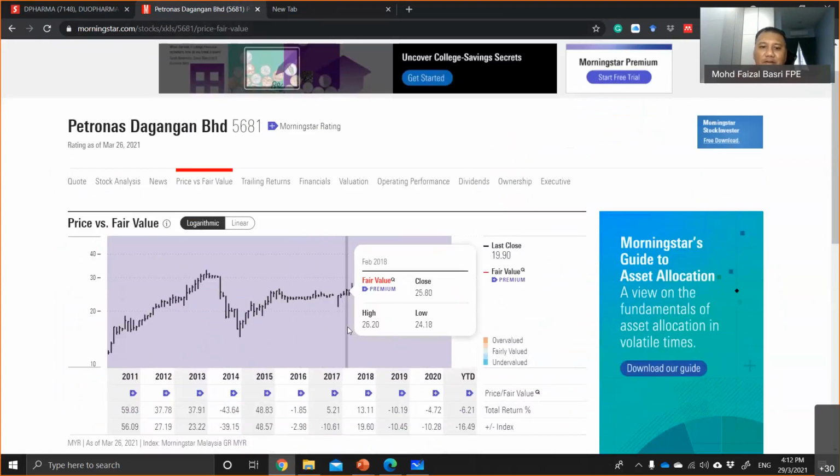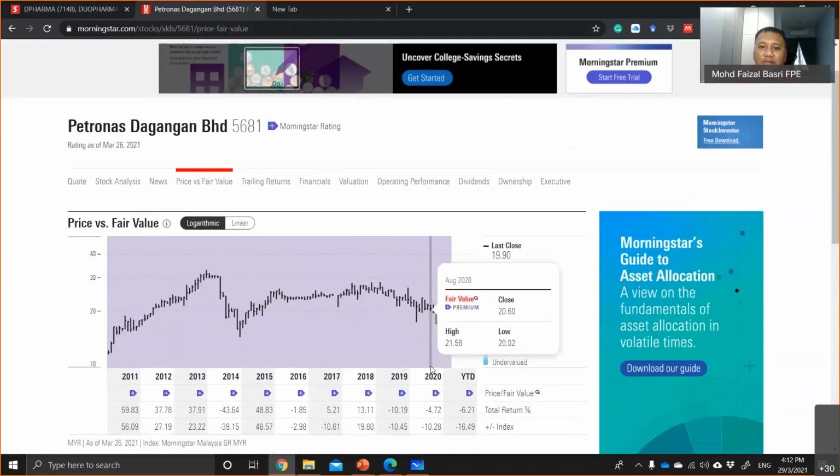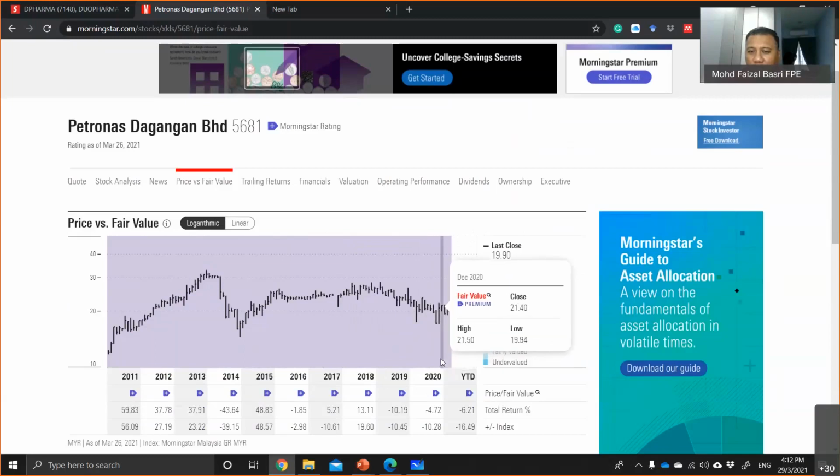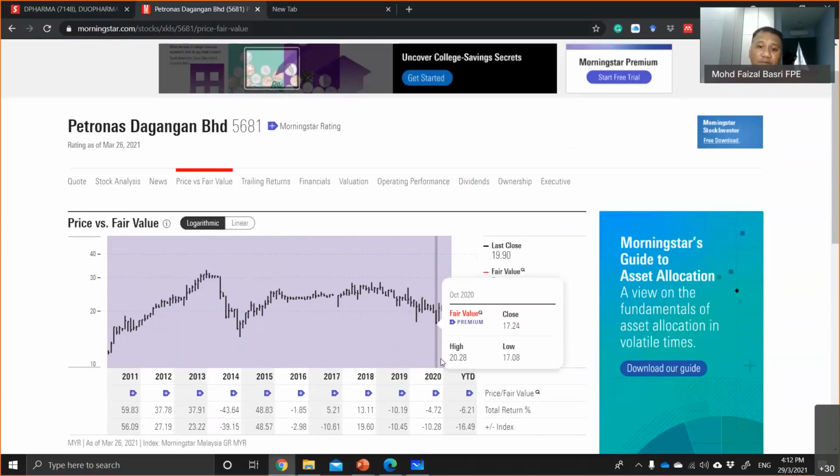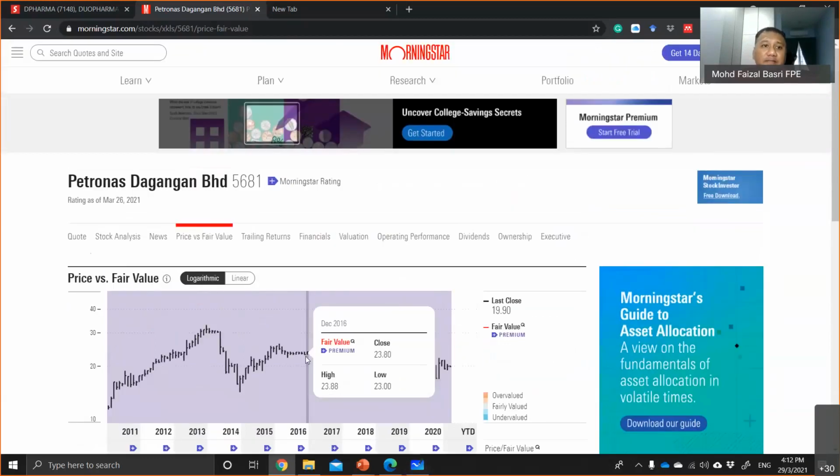So let's say you are calculating for one company with year end December 2020. You just scroll to December 2020, like so. Then there is a close price there, 21.40. So use the close price here for December 2020, use the close 21.40 as your market price per share. This is for Petronas Dagangan, for example. You can find your companies here, you search here.